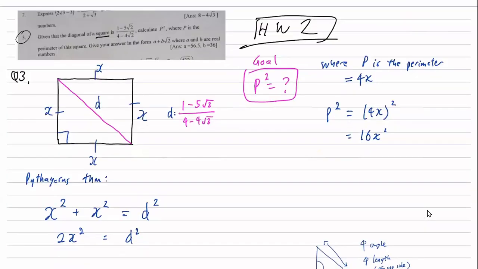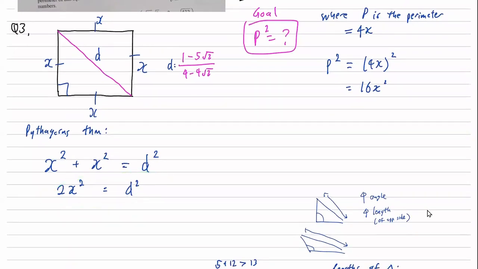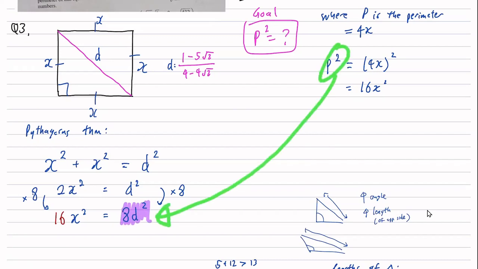Okay, good. So what we have now is 2x squared equal to d squared. Let's not just rush to find d squared straight away. Let's be a bit smart. Know the goal at the end of the day. It's 16x squared. You got 2x squared. How do you go from 2 to 16? Times 8. Yes, 2 times 8 is 16. So if you times 8 on the left, you also times 8 on the right. So 8d squared. That is our actual goal. We have translated our problem from p squared into 8d squared. Clear so far? Okay.